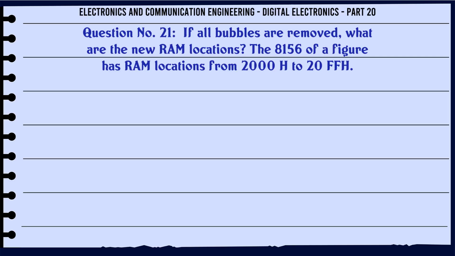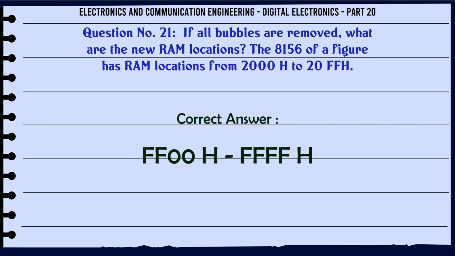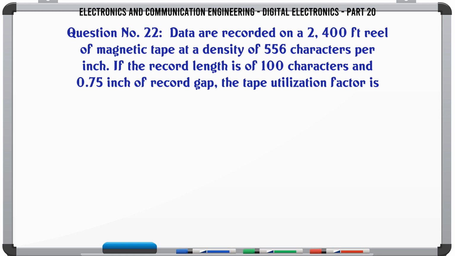If all bubbles are removed, what are the new RAM locations? The 8156 of the figure has RAM locations from 2000H to 20FFH. A 8000H-83FFH, B 8000H-80FFH, C F000H-FFFFH, D none of the above. The correct answer is F000H-FFFFH.